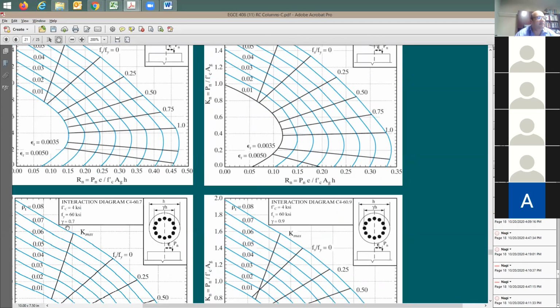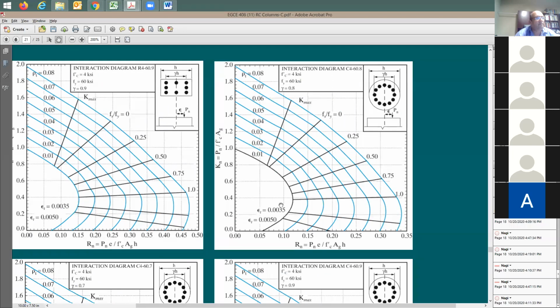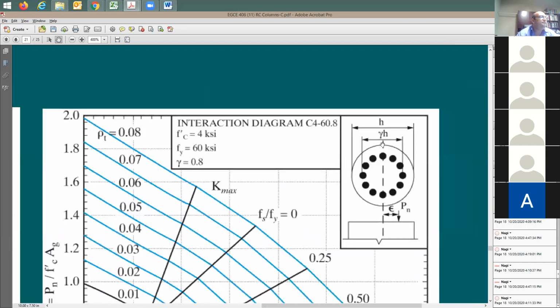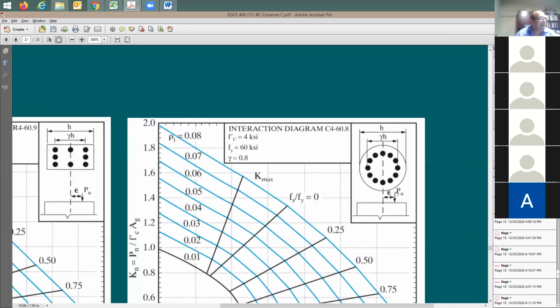And gamma is not representing the unit weight, right? Look at this. Here's the gamma definition. If this is h, it's going to be gamma h. Okay, good. This is going to be Pn, and this is going to be e. It's interesting.